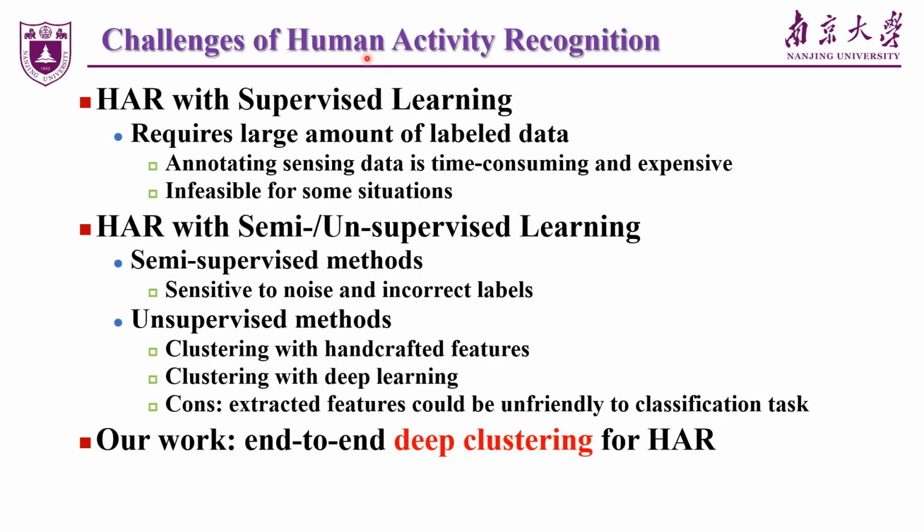There are many methods for human activity recognition. The supervised learning method typically requires a large amount of labeled data. Annotating those data is time-consuming and expensive, and it is infeasible in some situations. Therefore, there are some semi-supervised or unsupervised learning methods. However, those methods have several drawbacks, such as the extracted features could be unfriendly to the classification task, and the performance is poor. So, to address these issues, our work proposes an end-to-end deep clustering method for human activity recognition.